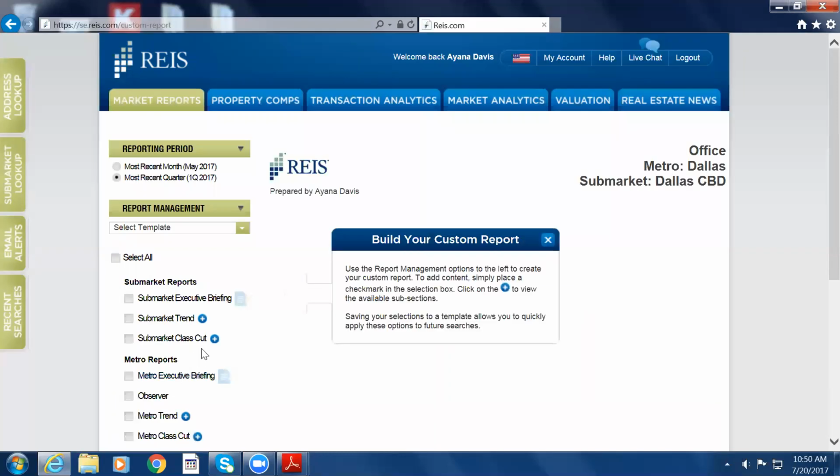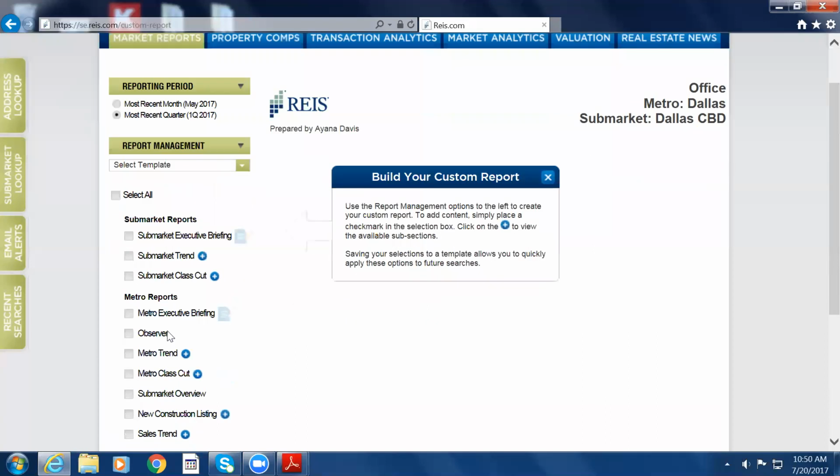Okay, so we're back to office again, talking about the different types of class properties or asset classes, looking specifically at that Dallas CBD.